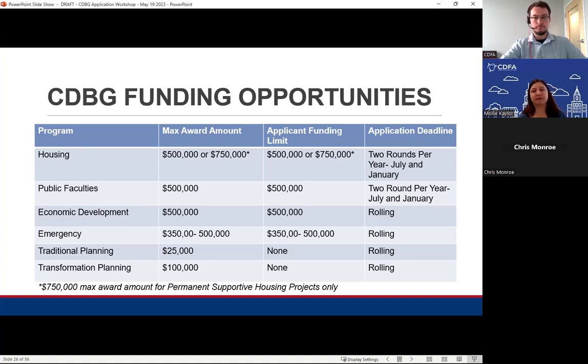And again, last thing I'll say about that, those funding limits apply to each program. So a municipality could come in with a project that's requesting $500,000 for housing, and then they could also come in with a project that's requesting $500,000 for public facilities. So it's per program, not overall for CDBG. And I want to note our traditional planning grants, which make $25,000 available for project specific planning. We don't have any limits to how many of those can come in per municipality per year.